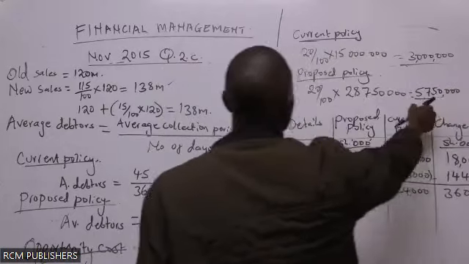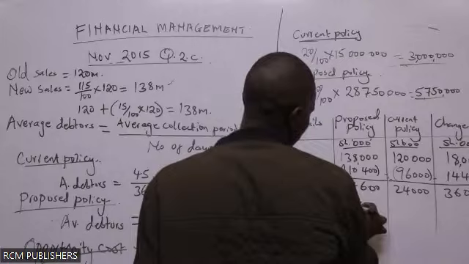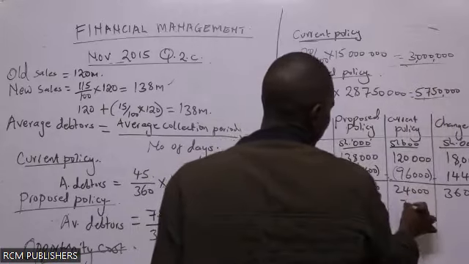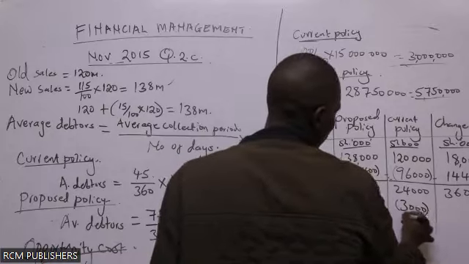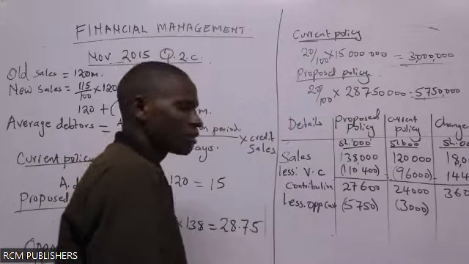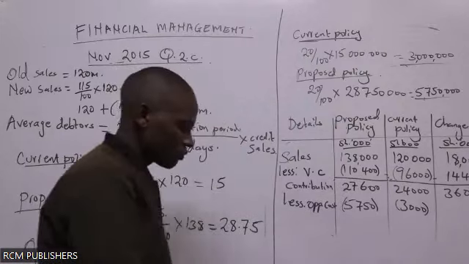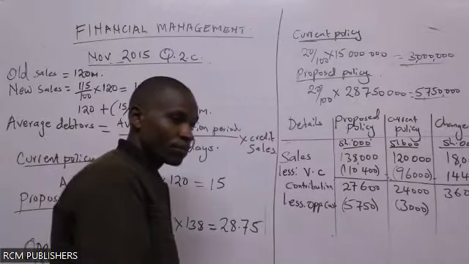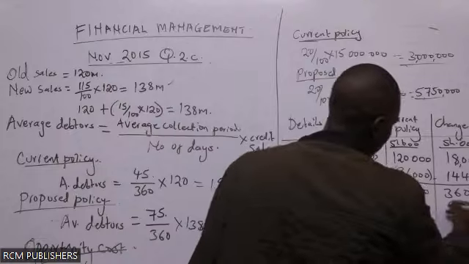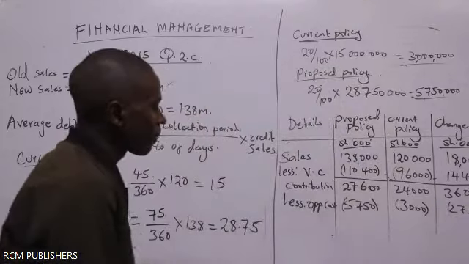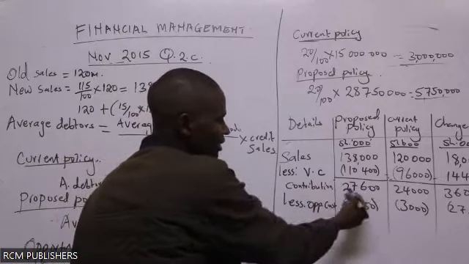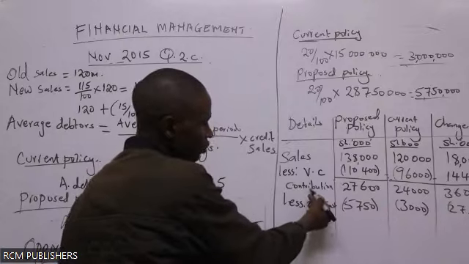I have for the proposed policy 5750, 750, then 3,000. Inapatia ngapi? 5750, your difference. Give me the change of that. Is it 2750? Yes, you can see here 750. Now we less the opportunity cost. After you less the opportunity cost, and we are lessing it from contribution, this is what we have now.